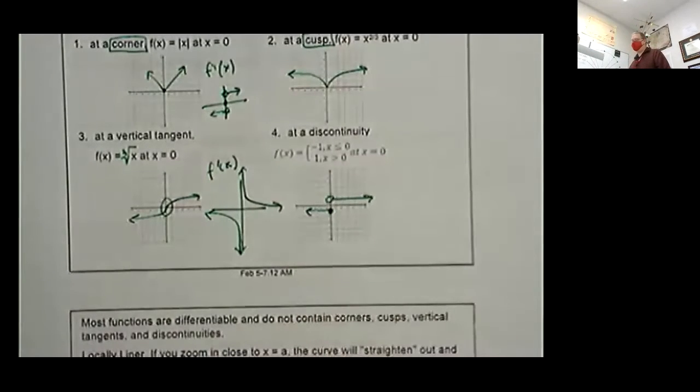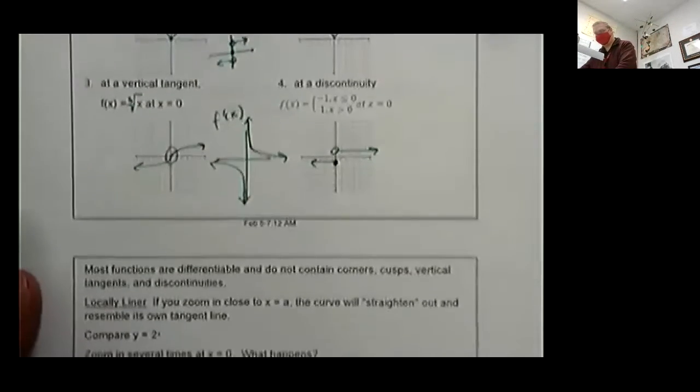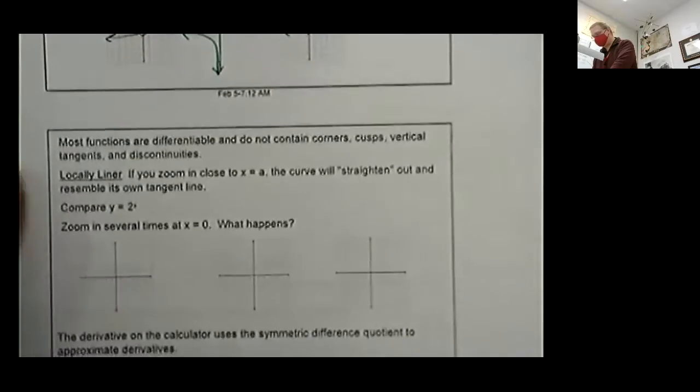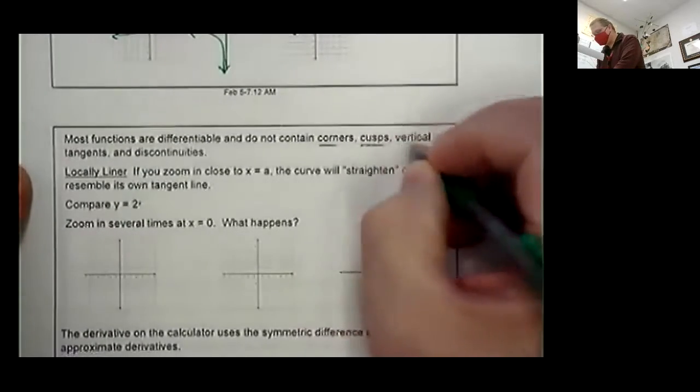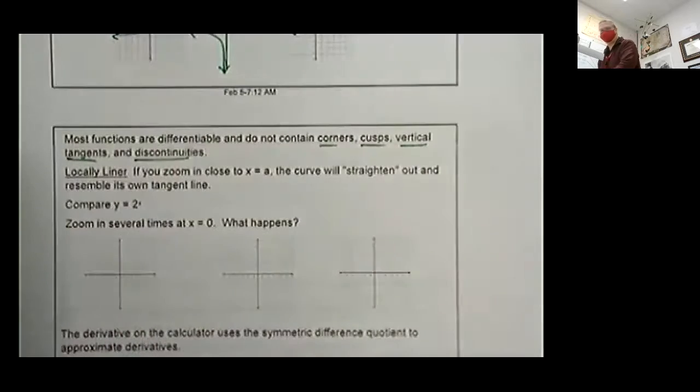And finally, discontinuities. So f of x is -1 for x less than 0. Again, this is our function, not the derivative. And 1 for x greater than 0. Again, there's a discontinuity. Therefore, if we looked at the slopes, there would be a discontinuity. So again, bad for differentiability of a function. Most functions are differentiable and do not contain corners, cusps, vertical tangents, and discontinuities.